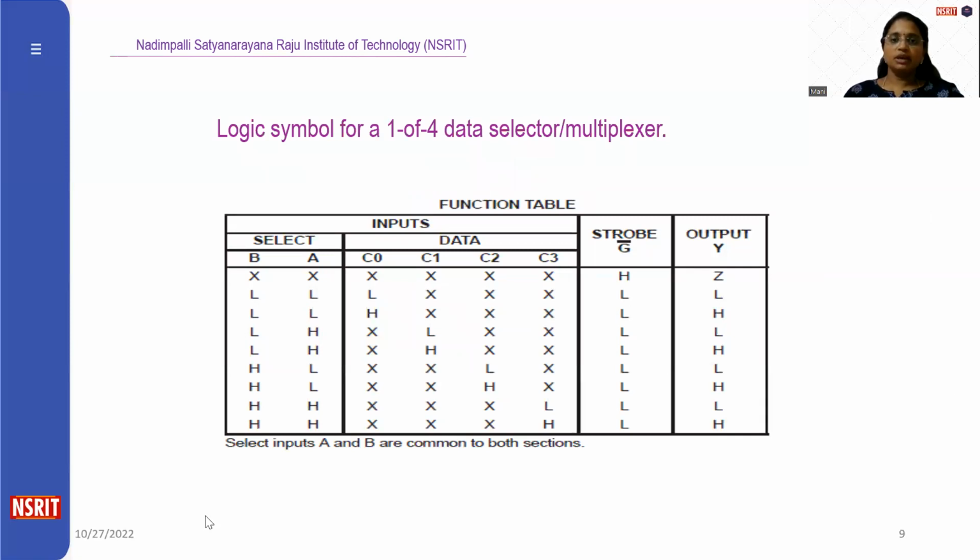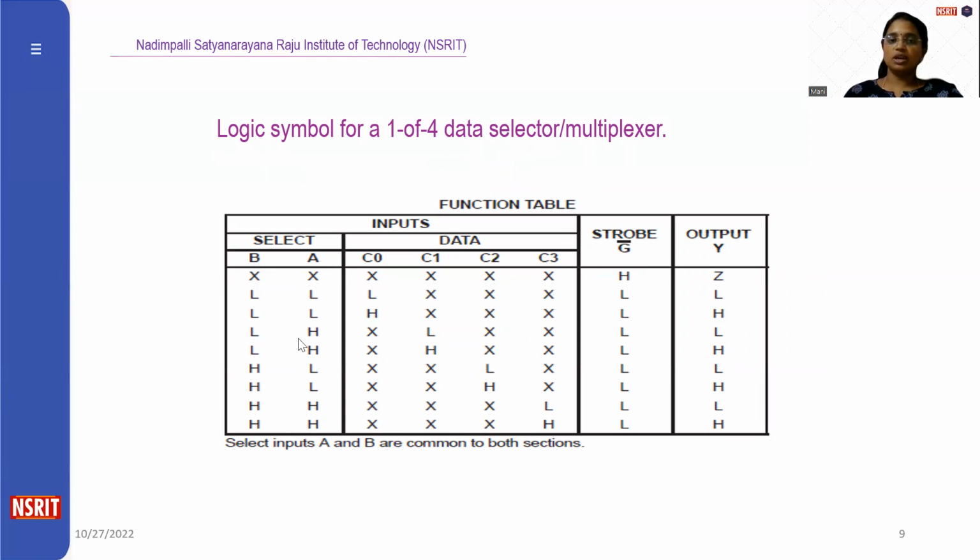This is a functional table for a multiplexer. AB are the selection lines. These are the input lines. This is the output. If the selection lines are 0, 0, it will select C naught. If C naught is low, then the output is low. If C naught is high, then the output is high.